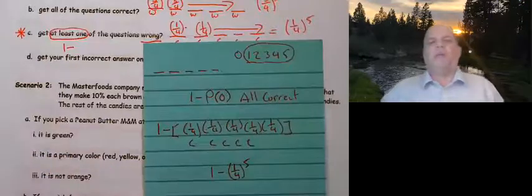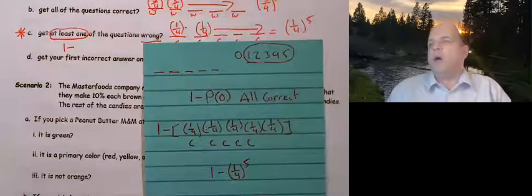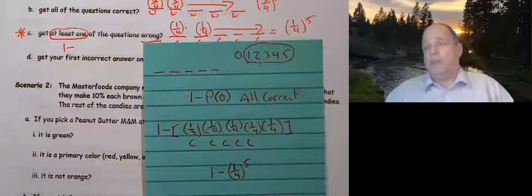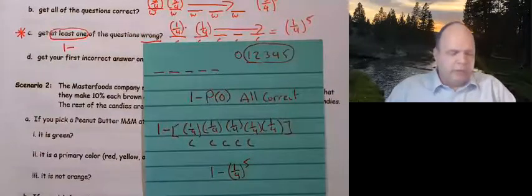So 1 minus 1/4 to the 5th power. All right, 1 minus 1/4 to the 5th power. And the chance of that happening, very, very small. Okay.